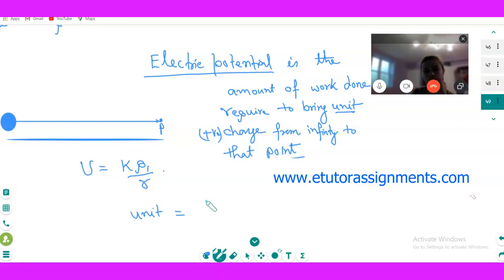Very good. You have applied your mind. Work done, you have taken first. Correct? What is the unit of Newton meter? Work done. Generally, Newton meter is equal to joule. Joules per coulomb. Joule is the energy, because work done is also a type of energy. Is it clear?